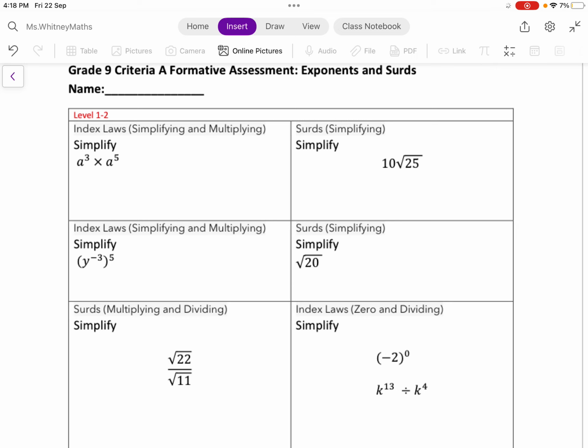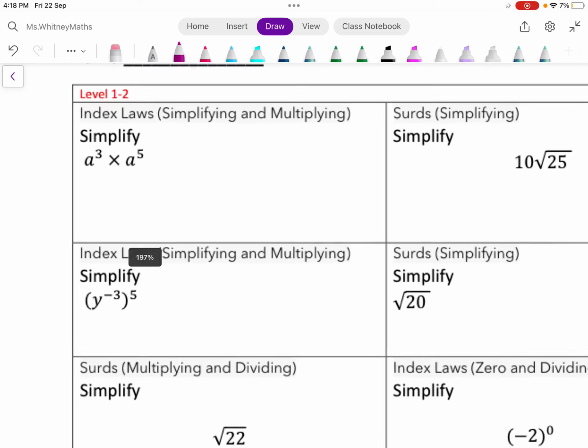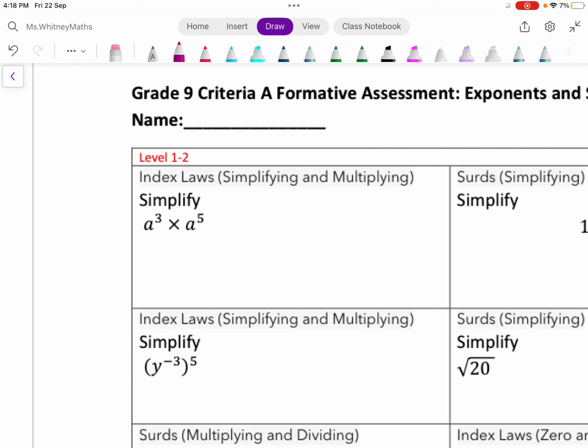Okay, so let's begin. When we are simplifying, we've got index laws for our first question here. When we are multiplying, we need to add the powers. So this becomes a to the power of 8.